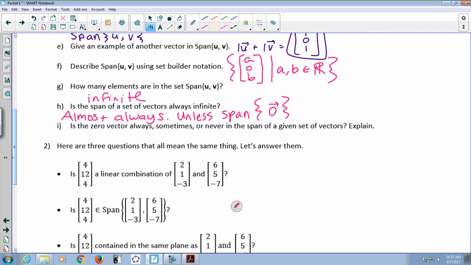Is the zero vector always, sometimes, or never in the span of a given set of vectors?